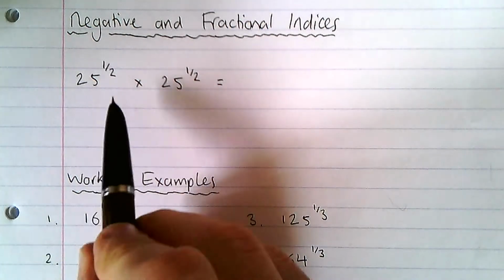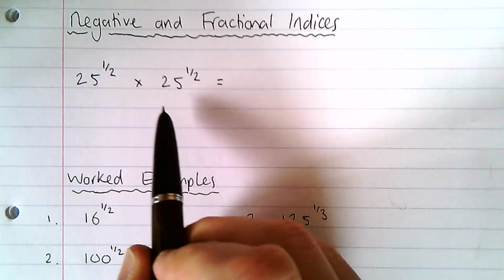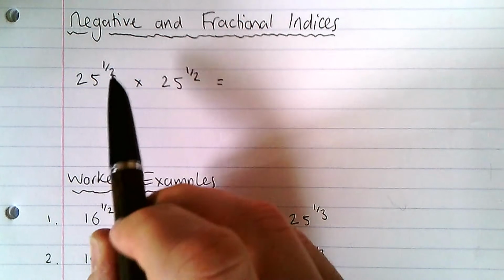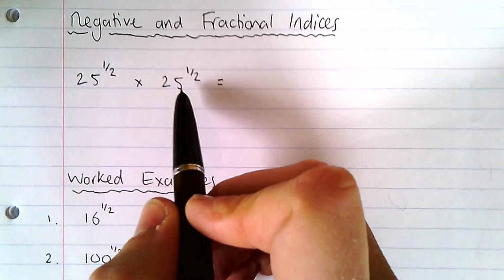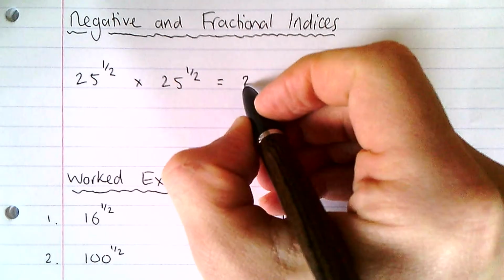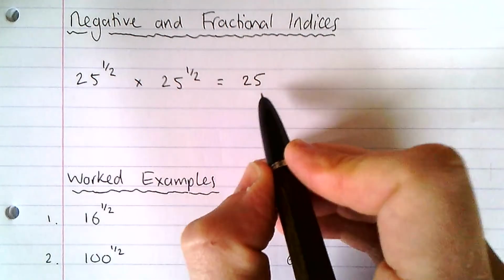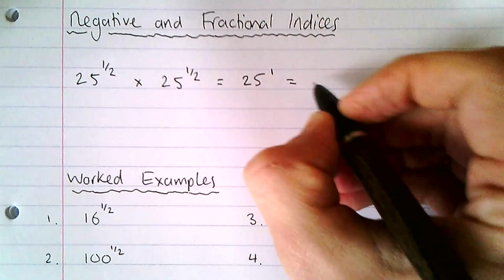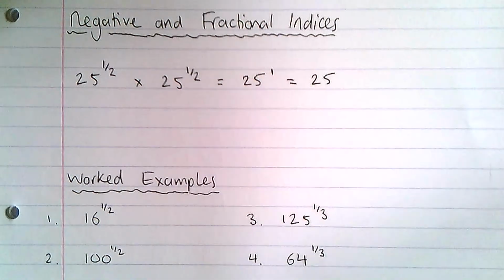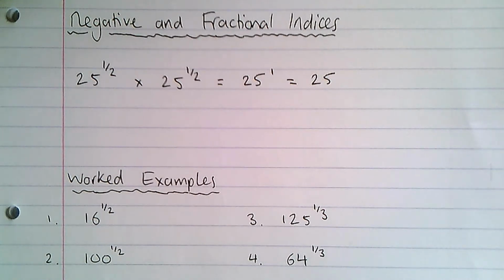So here we're going to make use of our index laws to try and deduce what this power of a half actually means. So if I've got 25 to the power of a half and I multiply it by another 25 to the power of a half, we know that when the bases are the same, the base doesn't change, but the powers add together. So half and a half is 1. So 25 to the power of a half multiplied by 25 to the power of a half is just 25.